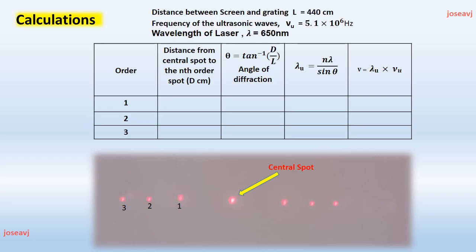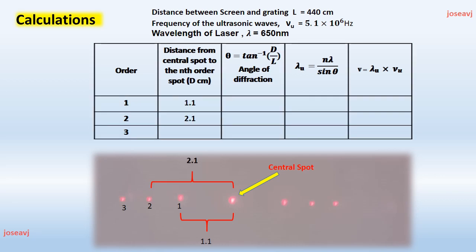We know the distance between the screen and grating, and the frequency of the ultrasonic waves. Now what we do is we find the D corresponding to first order, we find the D corresponding to second order and D corresponding to third order. Then find theta using the equation theta is equal to tan inverse D by L, where theta is the diffraction angle.